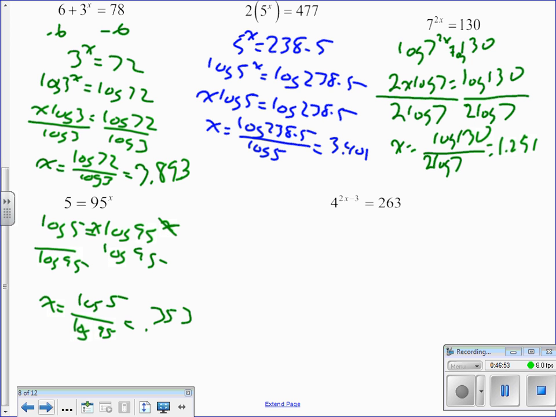Same thing on the next one. Take the log of both sides. Bring the power down in front. 2x minus 3 times the log of 4 is equal to the log of 263. Okay, see if this one gets a little goofy. I need to divide both sides by the log of 4.